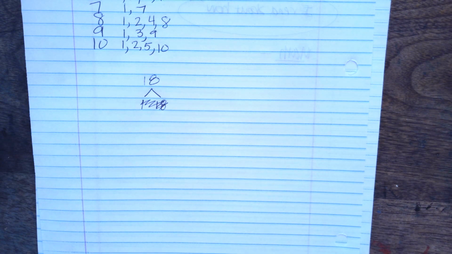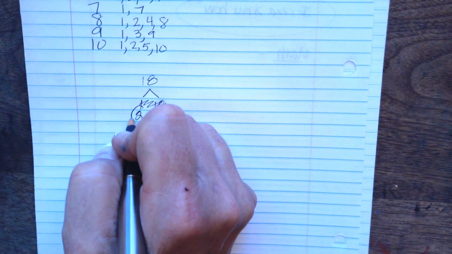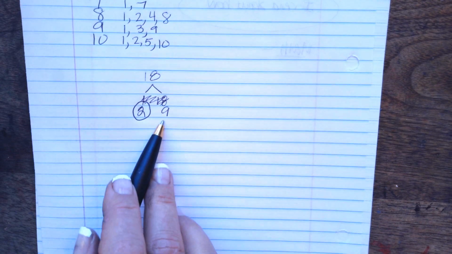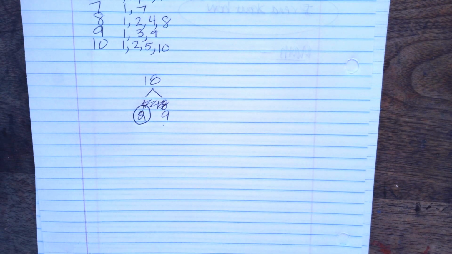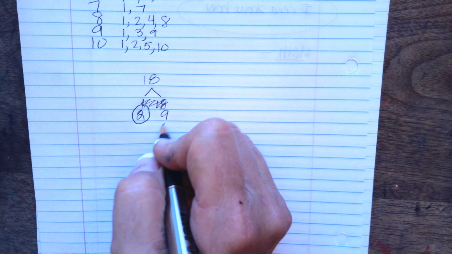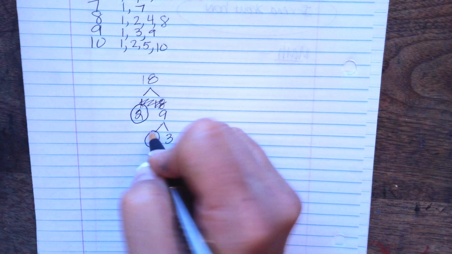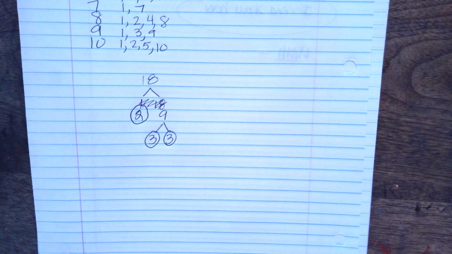So I'm going to pick 2 and 9. You can pick whatever you want. And then as soon as it becomes a prime number, you circle it. So this 2 is a prime number. We circle it. Now we ask, what are the factors that go into 9? So what divides into 9? 3 times 3. So we put the 3 on one side and the 3 on the other side. And since 3 is a prime number, we circle that.